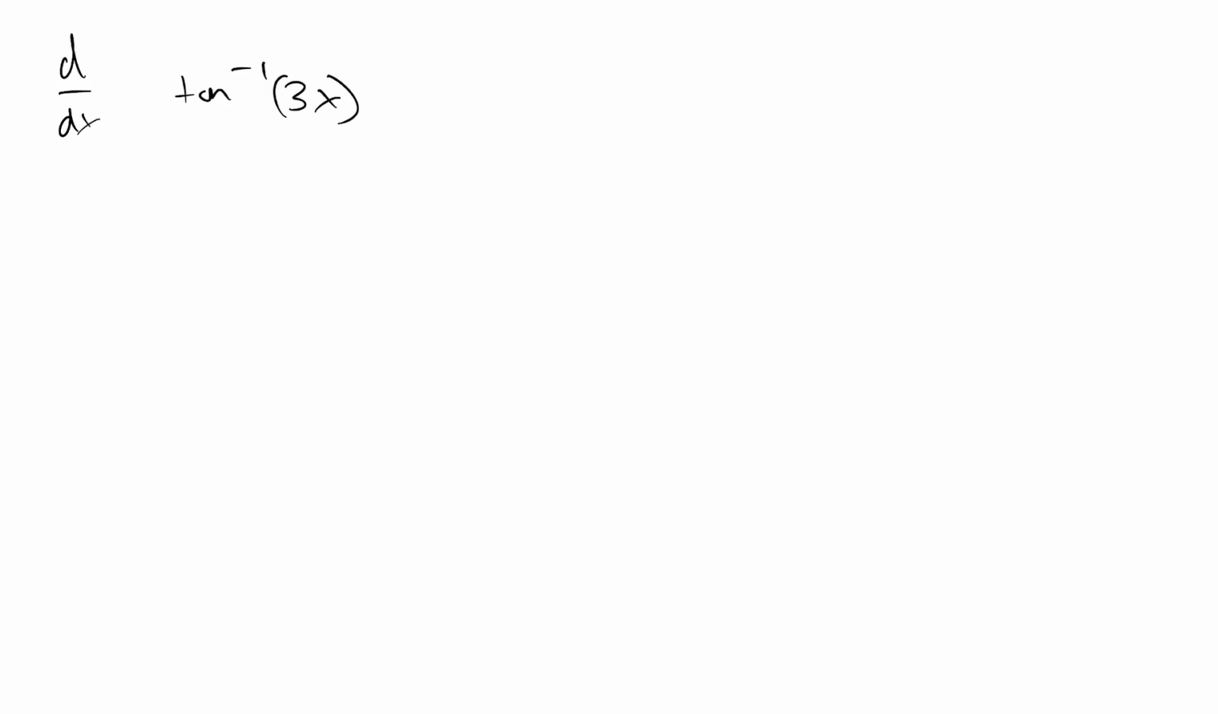Firstly, we need to identify the inside function here, which is 3x. So we can say u is equal to 3x. And then if we were to quickly differentiate that, u prime, using the power rule, would be equal to x. Or sorry, u prime here would be equal to 3, not x.